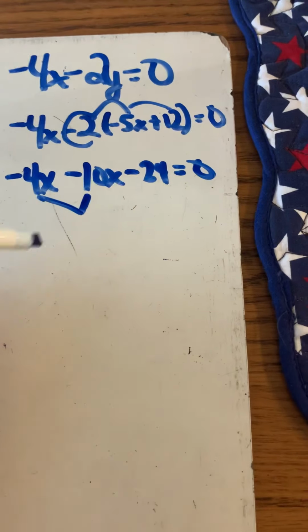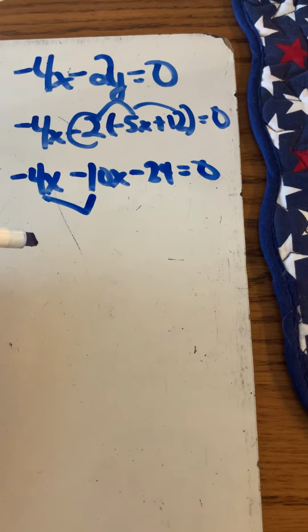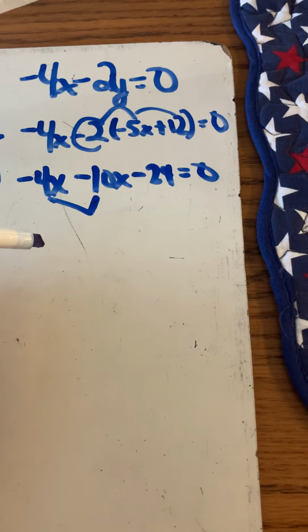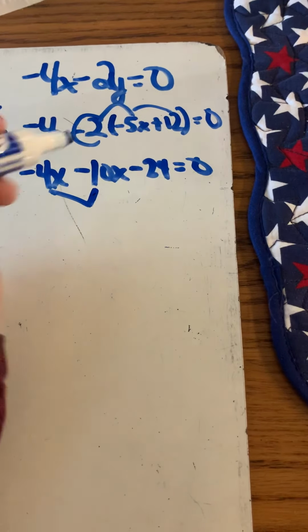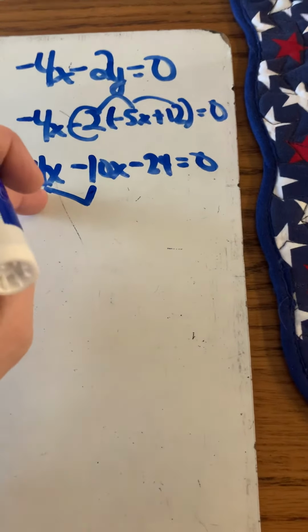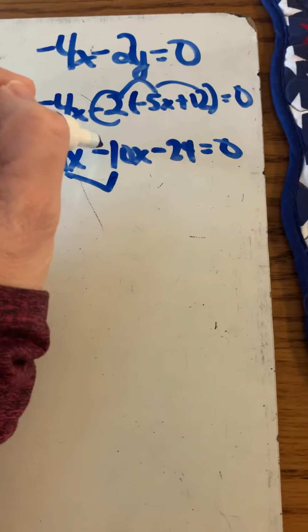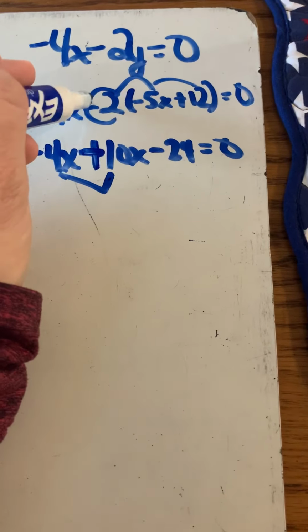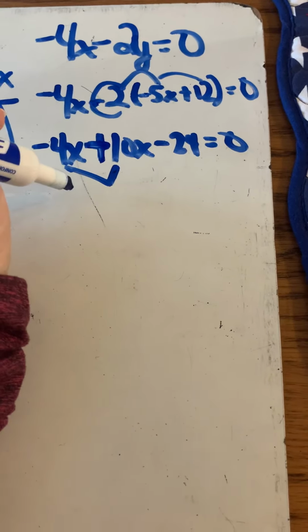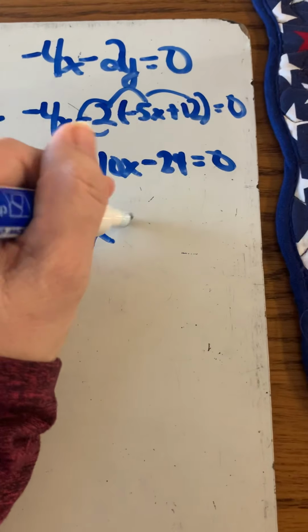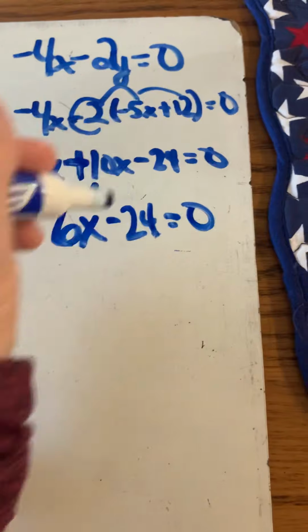So I'm going to combine the, let's see here, oops, I have 10x. I'm going to combine this, so I have a negative 4x. This should be a positive 10x, actually. I knew that's what I was looking at. It should be a positive 10x because a negative times a negative is a positive. So when I combine these, I'm going to have 6x minus 24 equals 0.